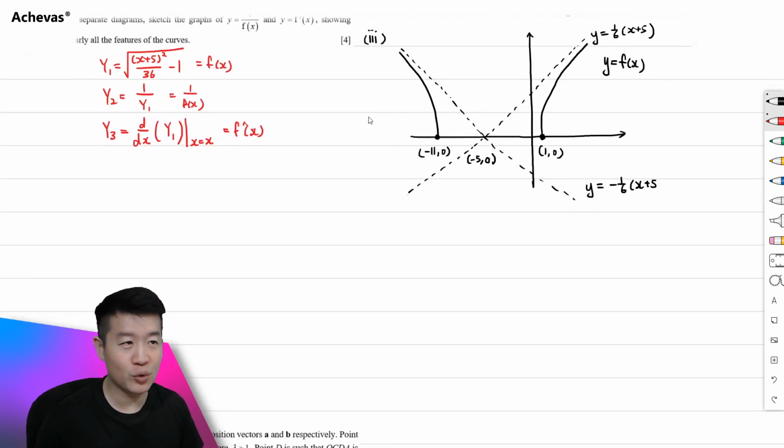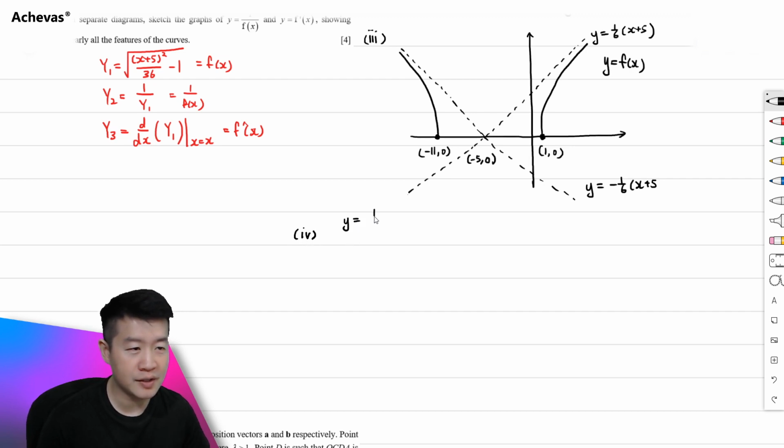Let's try to sketch the 2 graphs. So for part 4, let me sketch first the graph of y is equal to 1 over f(x). I'm going to use the same strategy as what I've talked about on the Achevas TV under graphing techniques. There is this 1 over f(x). So the first thing that I'm going to do is work on all the asymptotes. There are 2 oblique asymptotes, and for the oblique asymptotes, I'm going to be working on points that are here and points that are here.